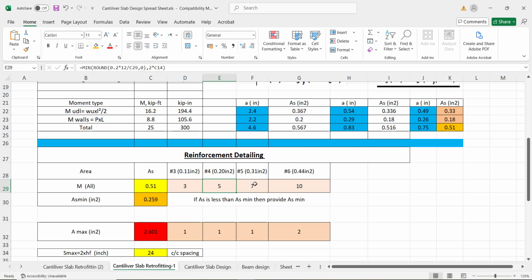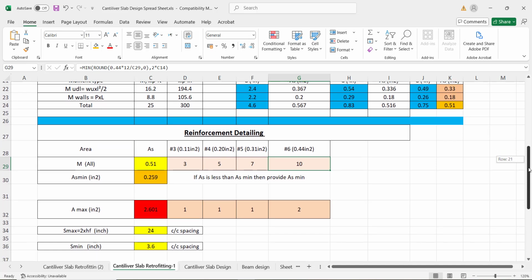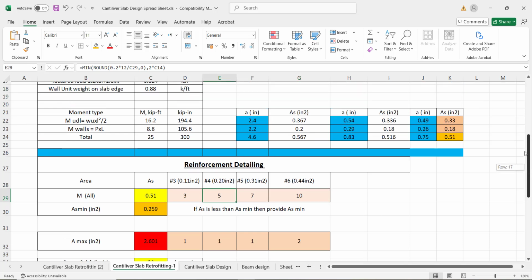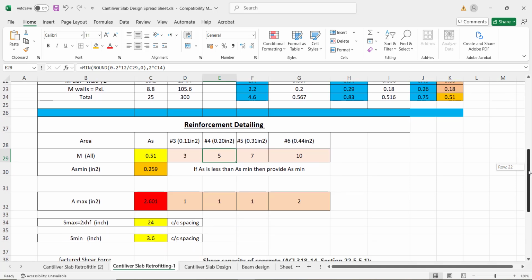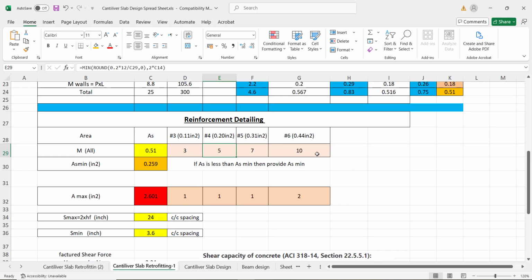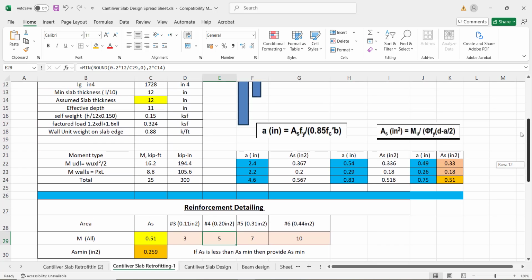If number 5, 7-inch spacing, and if number 6 bar is used, 10 inches spacing. Practically, I will recommend to use number 4 at the rate of 4 inches, or number 6 at the rate of 8 or 9 inches. Okay, this is practically. This is 8 inches and this is 4 inches. Practically, because we have to be more safe, reducing the spacing is like going to the safer side.